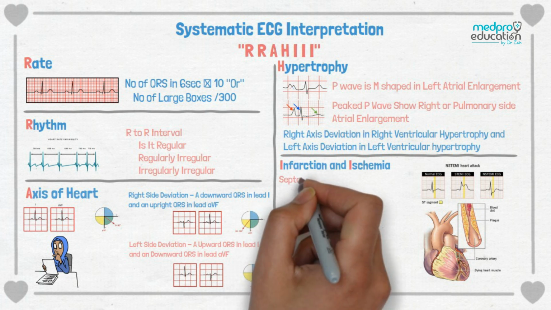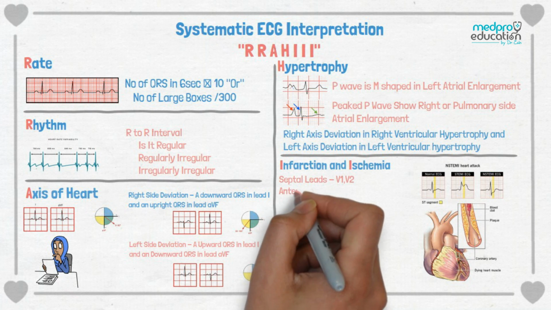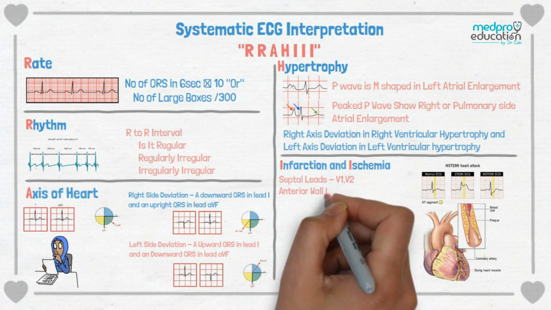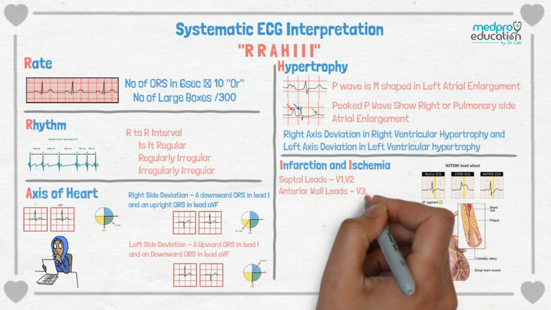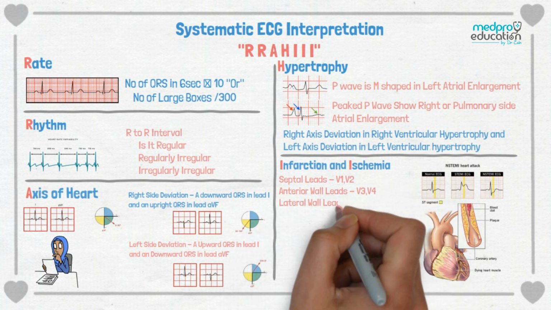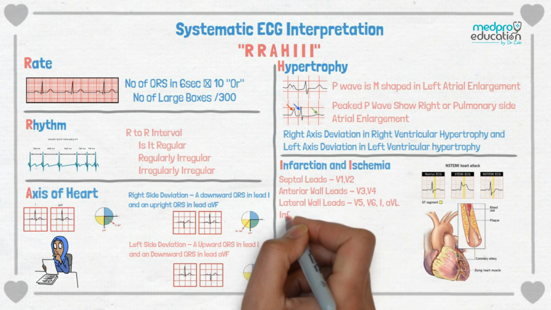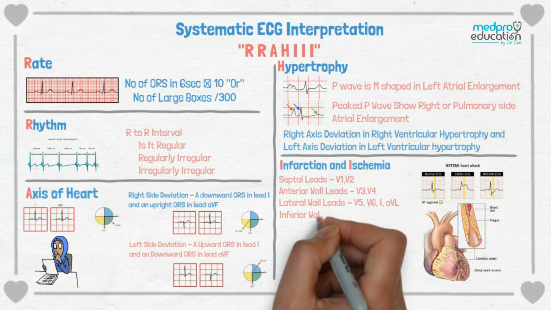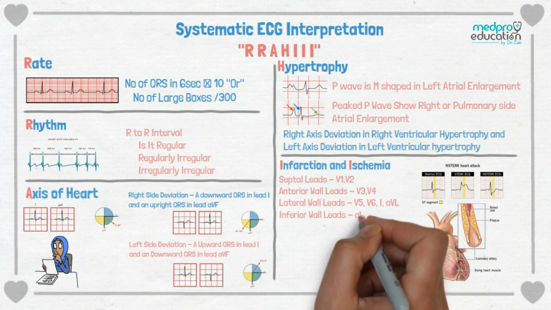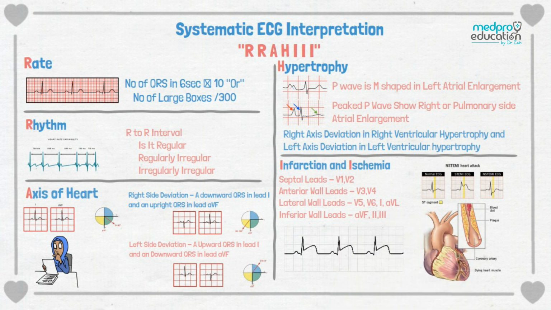In interventricular septum MI or ischemia, there are ST changes in V1, V2. In anterior wall MI or ischemia, there are ST changes in V3, V4. In lateral wall MI or ischemia, there are ST changes in V5, V6, I, aVL. In inferior wall MI or ischemia, there are ST changes in aVF, II, III. In pericarditis there is diffuse ST elevation across multiple leads without reciprocal changes.